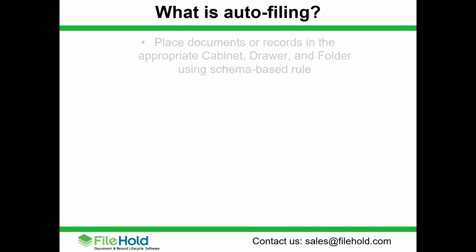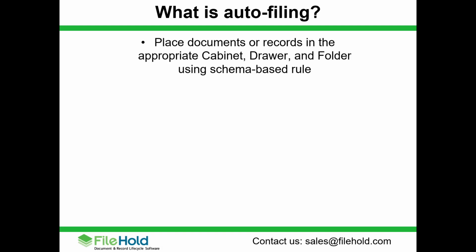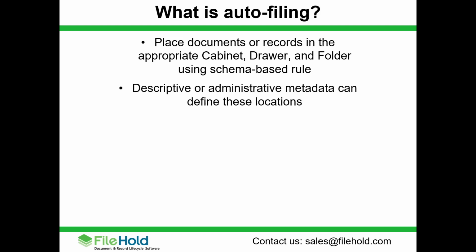Before we go into this too deeply, we just want to start talking about what is auto-filing. We're going to cover some of the steps we already did in our previous session. But auto-filing in FileHold places documents or records in the appropriate cabinet, drawer, and folder using a schema-based rule. So those can be descriptive or administrative metadata that define those locations. So instead of just putting a document always in the same place, we could also use metadata to help drive those documents to the right place, and we can also create structure at the same time as we need. So for example, if you need to have a folder that's by vendor name, you could use the vendor name metadata to create the folder in addition to putting the document into the right place.